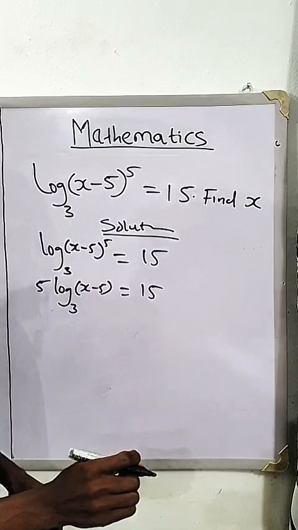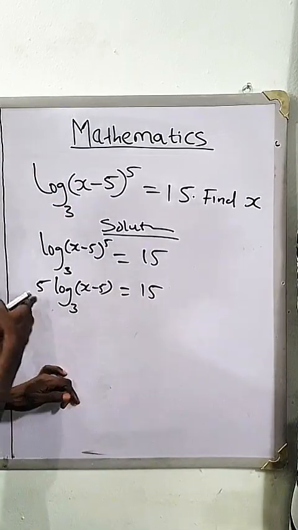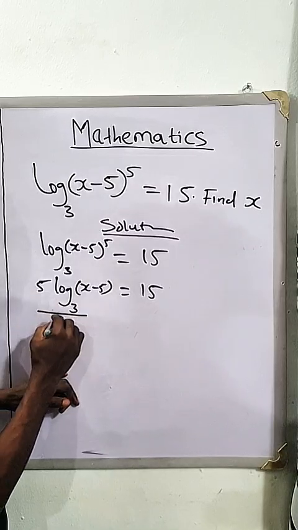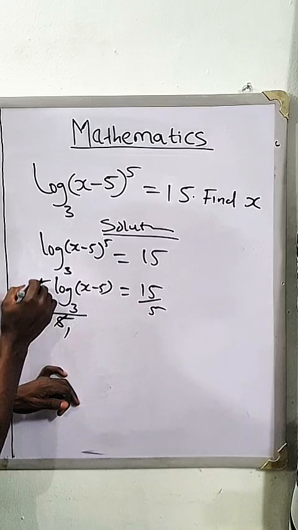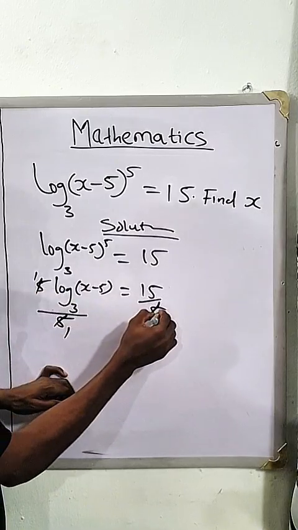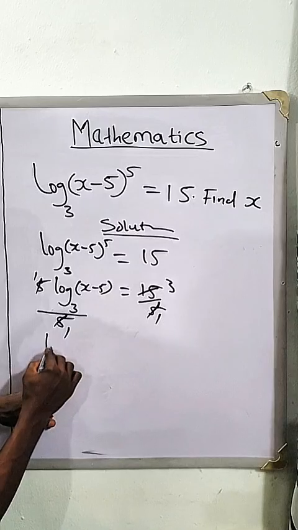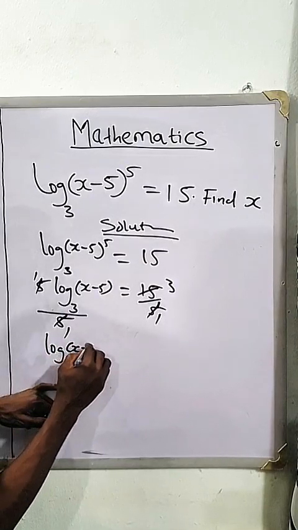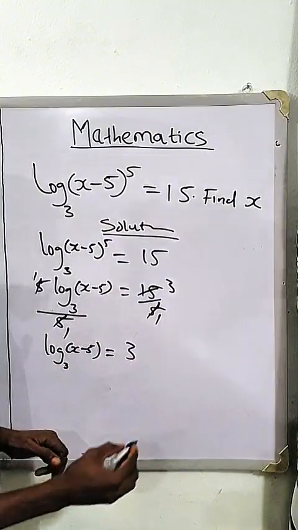So what next can we do? We will divide both sides of the equation by the coefficient of this log, which is 5. Divide both sides by 5. 5 divided by 5 is 1, and 15 divided by 5 is 3. So what do we have now? We have log of (x minus 5) in base 3 is equal to 3.